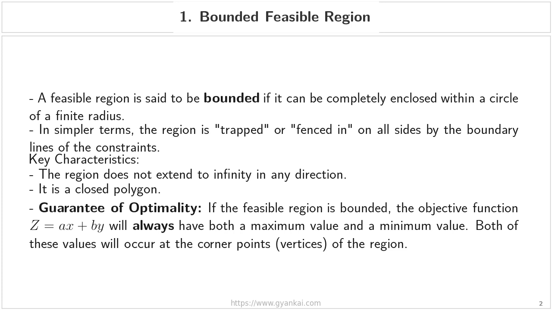And third, and perhaps most importantly, there is a guarantee of optimality. This means that if your region is bounded, your objective function, which we represent as z = ax + by, is guaranteed to have both a maximum value and a minimum value. And here is a great shortcut for your calculations. Both of these optimal values will always occur at the corner points or the vertices of the region.